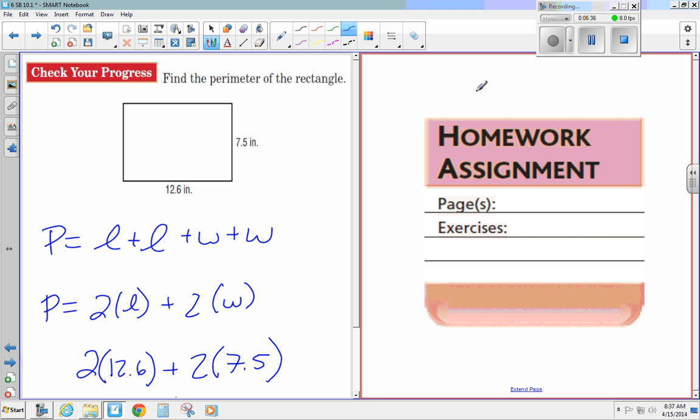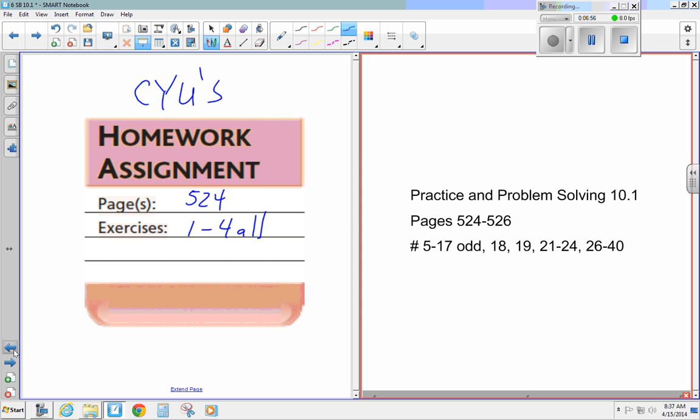Okay, so that's it. You're responsible for doing the CYUs, which are on page 524. They are exercises 1 through 4, all of them. And in class, you'll be working on these problems here. Good luck.